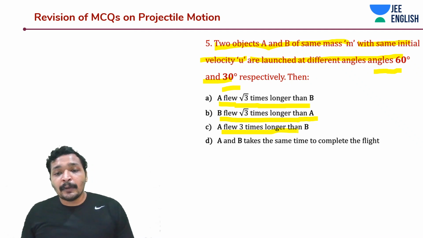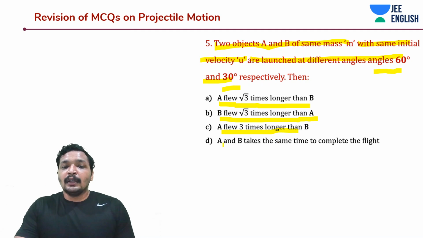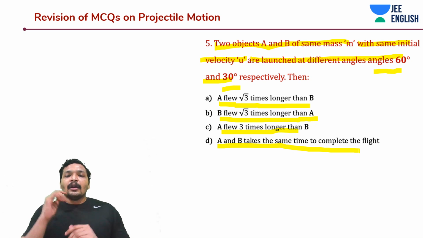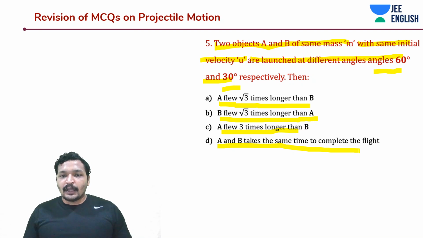But the problem is actually about time of flight. So now I know that it has traveled more along the y-axis, so the time of flight for A is also more. But guys, what now? I need to quantitatively define it, right? So I know that the time of flight is proportional to sine theta. It's nothing but 2u sine theta by g.